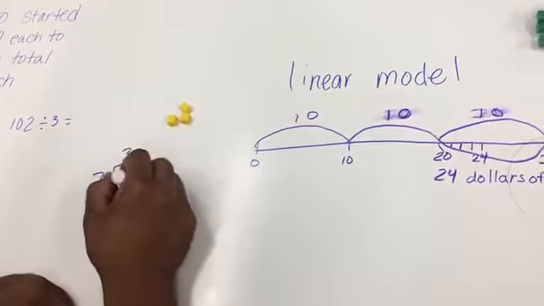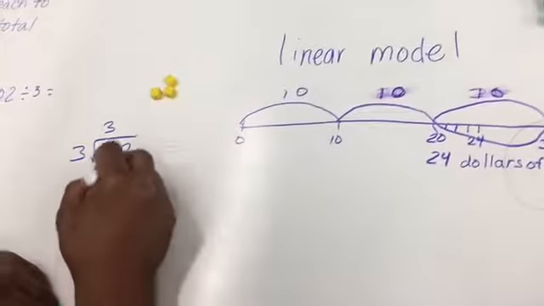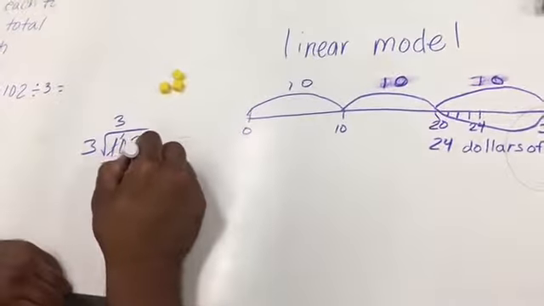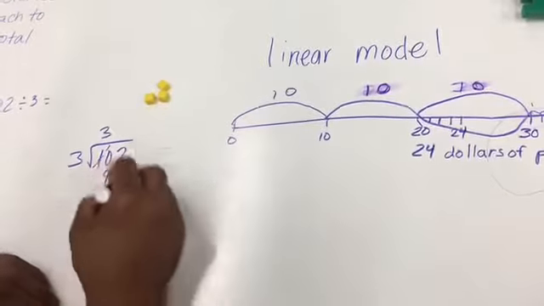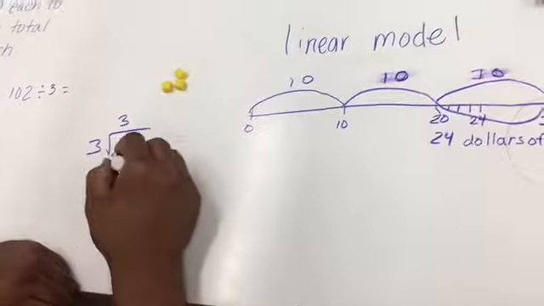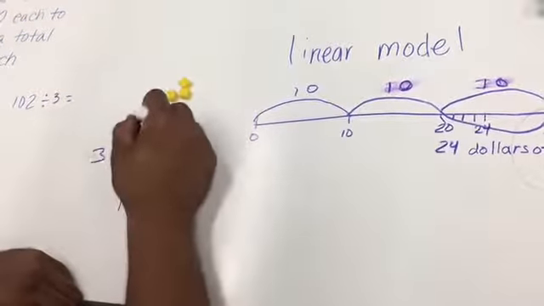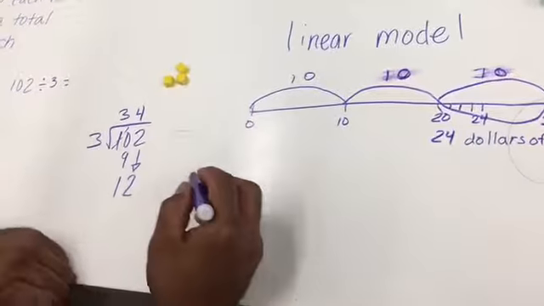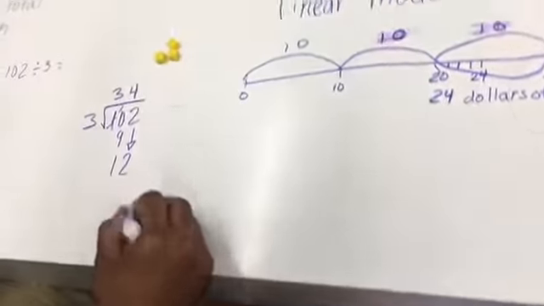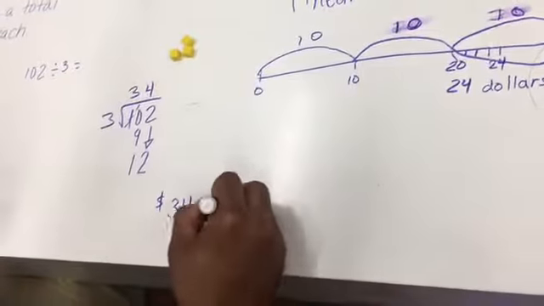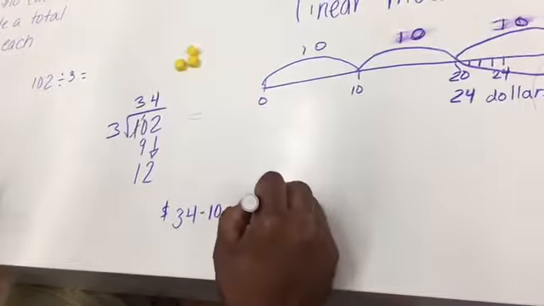So we're going to go ahead, same deal, regrouping, right? 10, and bring down the 1, put an arrow so we don't forget to bring that down, right? And it becomes a 12. The 12 gets divided by 3, 4 times, right? And then now we're gonna do $34 minus 10, which was their initial cost, equals $24.